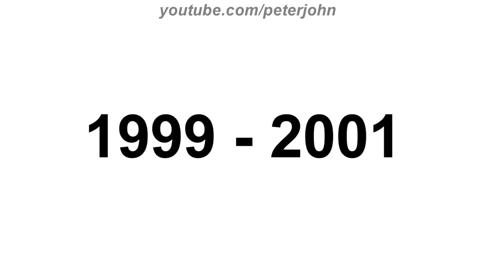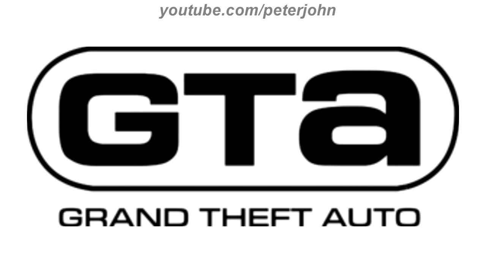1999 to 2001, there is a black round shape, and inside it, there are the letters GTA all in black text, and under the shape, there are the words Grand Theft and Auto, all in black text.